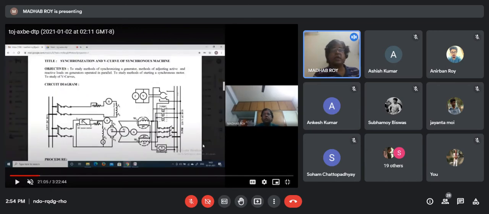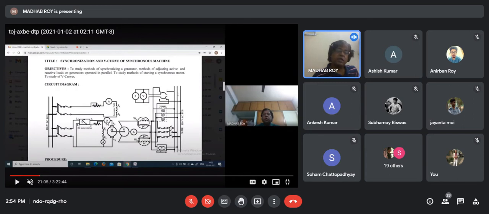So this is the connection diagram basically. First of all, you can see the diagram. In this diagram, you see the synchronous generator, which is driven by a motor, and from the connection you see that this is a DC motor. That means the field coil is connected through the starter. A 4-point starter is here. You see that this is a 4-point starter for a DC machine.